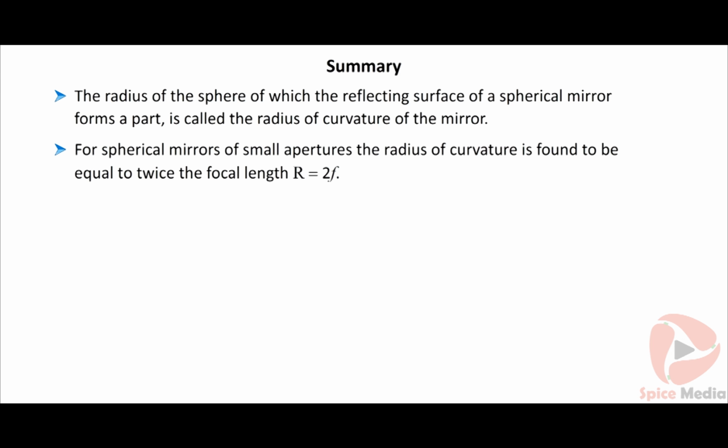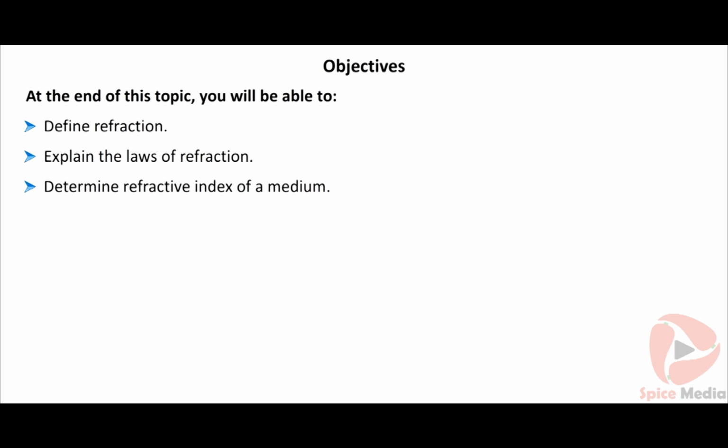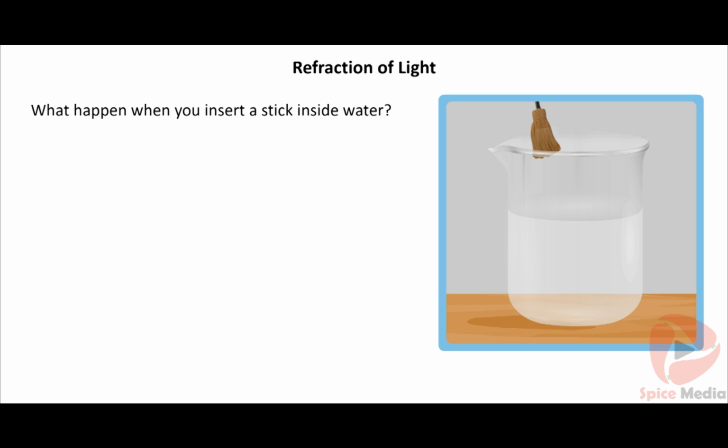For spherical mirrors of small apertures, the radius of curvature is found to be equal to twice the focal length, R equals 2f. At the end of the topic, you will be able to define refraction, explain the laws of refraction, and determine the refractive index of a medium. What happens when you insert half the length of a stick inside water?